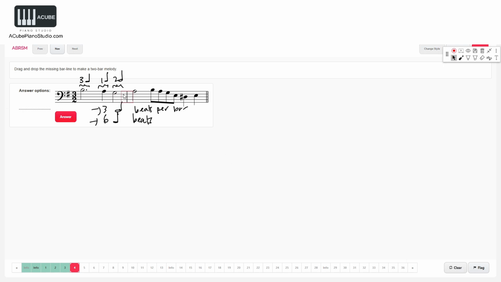Once you have put in the bar line, check that the rest of the bar, or the second bar, has the 6 crotchet beats or 3 minim beats in it. So let's take a look at this.